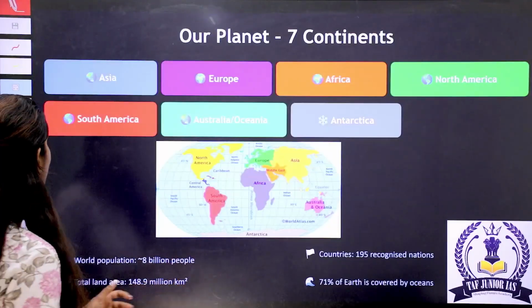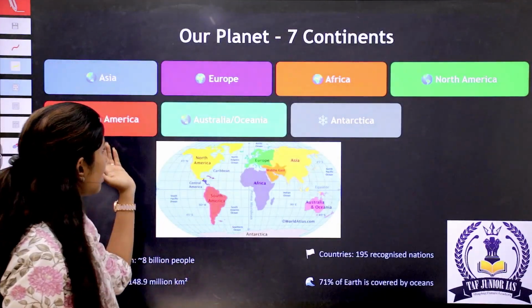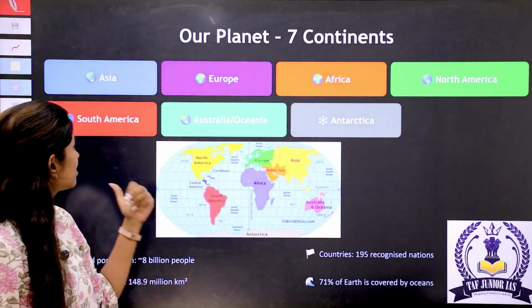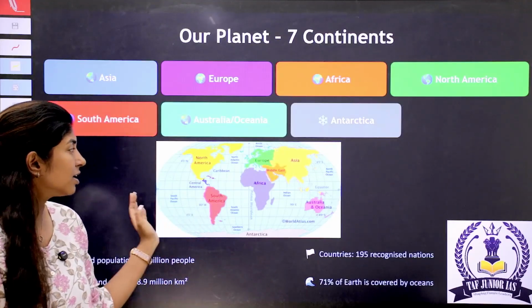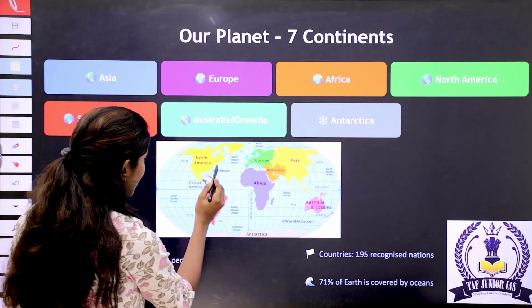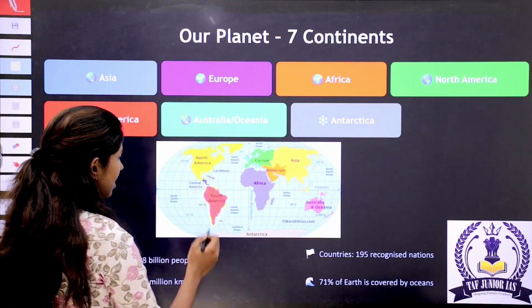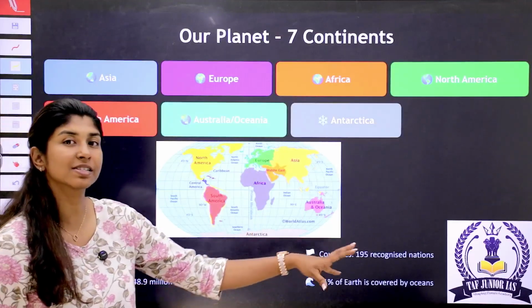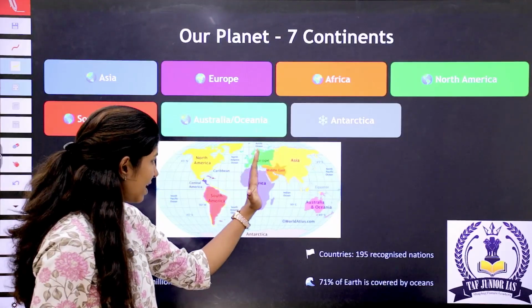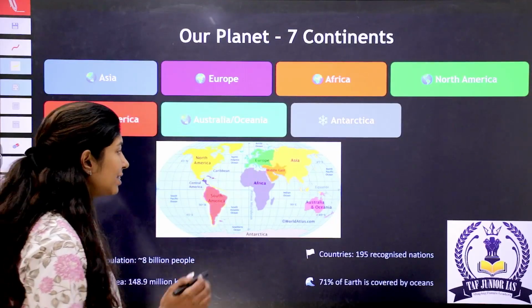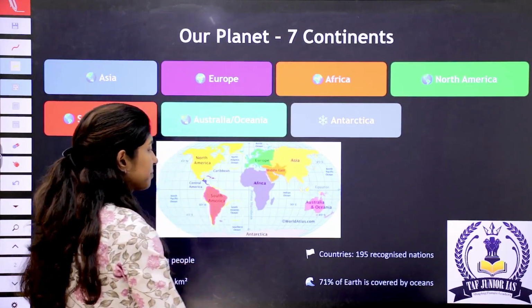So now let's start with our planet. Here we have 7 continents: Asia, Europe, Africa, North America, South America, Australia, and Antarctica. If you see the globe, you can see North America is here, here's South America, and then you can see how the oceans divide the continents. For example, between North America and Europe and Africa, we have the Atlantic Ocean, and that is divided into North Atlantic Ocean here and South Atlantic Ocean here.